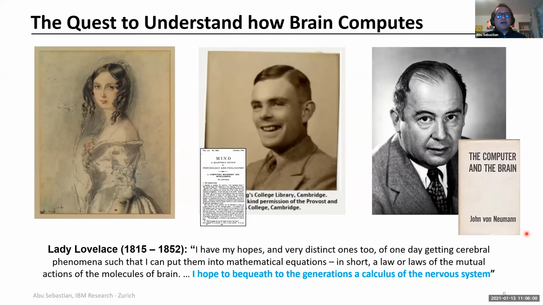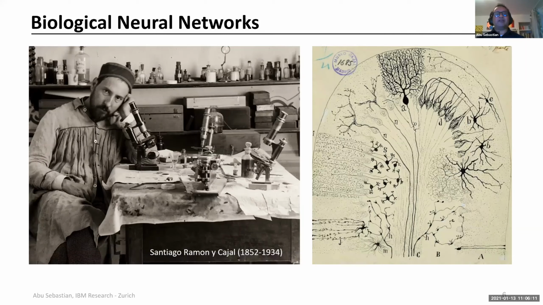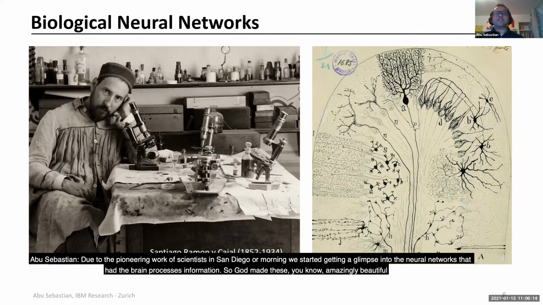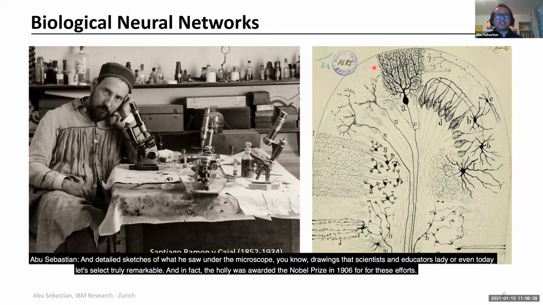Now, in spite of the centuries-long interest in how the brain works, only by the turn of the 20th century did we start getting insights into the building blocks of the brain. Due to the pioneering work of scientists such as Santiago Ramon y Cajal, we started getting a glimpse into the neural networks that help the brain process information. So Cajal made these amazingly beautiful and detailed sketches of what he saw under the microscope, drawings that scientists and educators rely on even today. It's truly remarkable. And in fact, Cajal was awarded the Nobel Prize in 1906 for these efforts.